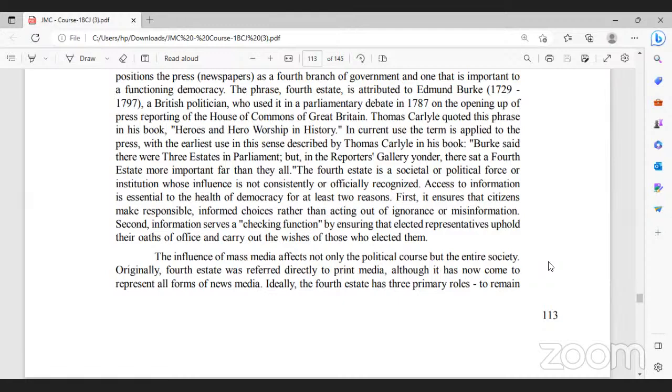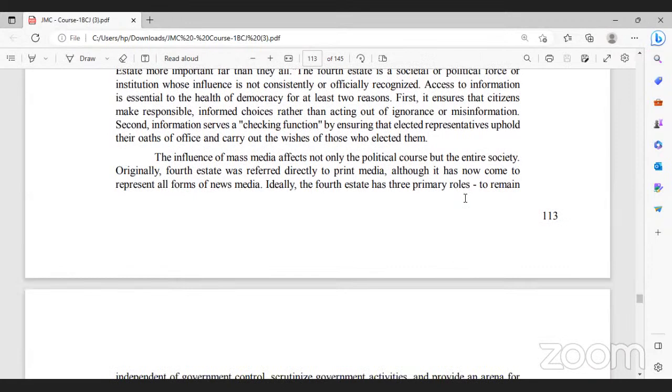And the second one is the checking information, where it talks about the representatives' issues and how they are doing, and talking about their performances. So here, we also see that the influence of mass media affects not only the political course, but the society. So when we are originally referring to the fourth estate, we are basically referring to the print media. Because during that 18th century, we didn't have electronic media. So when we are referring to the fourth estate, it is basically the print media.